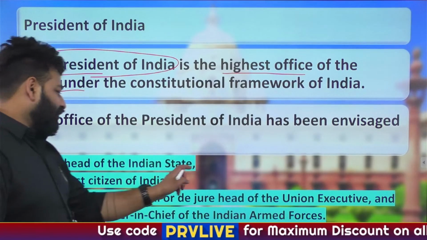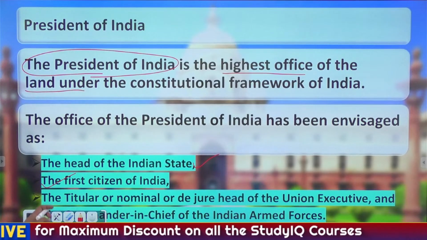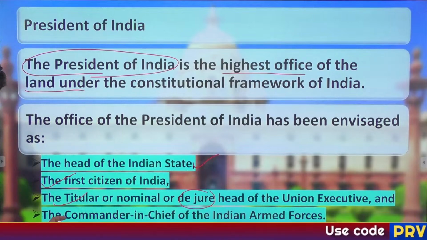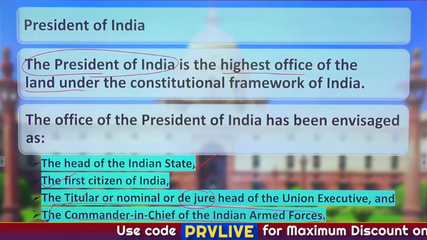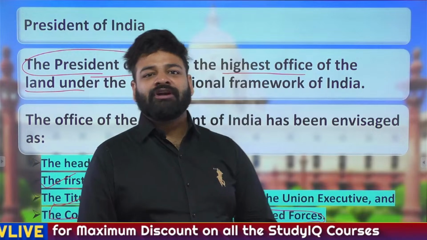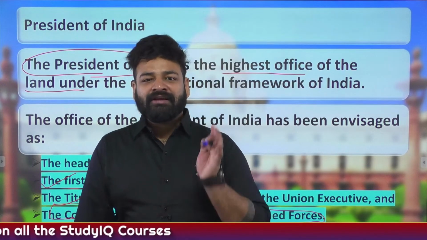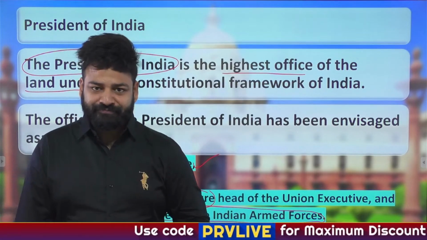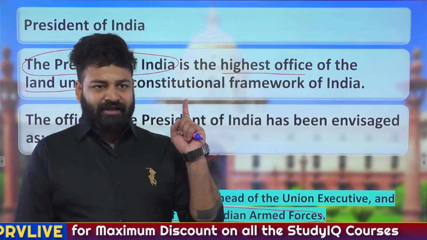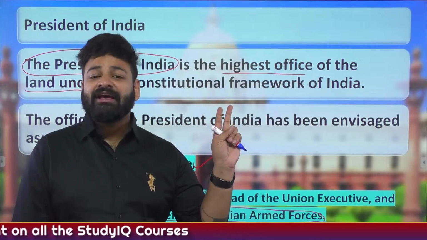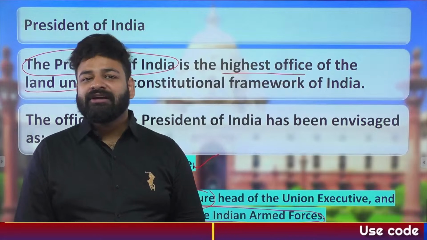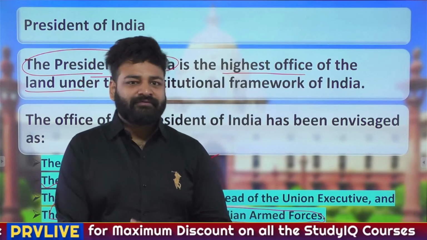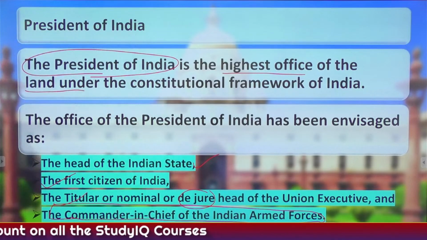That is, head of the Indian state, the first citizen of the country, the titular head or the nominal or the de jure head of the Union Executive, and the Commander-in-Chief of all the Indian Armed Forces, from Army to Navy to Air Force to whatsoever armed forces we have, right? The Commander-in-Chief, according to Article 52, it shall be the President of India only. So President of India, head of the state, head of the Union Executive, the de jure head basically, the first citizen of the country, and apart from that, the Commander-in-Chief of all of the armed forces, from Army to Navy to Air Force to whatsoever. So this is what we have got, the features of the President.